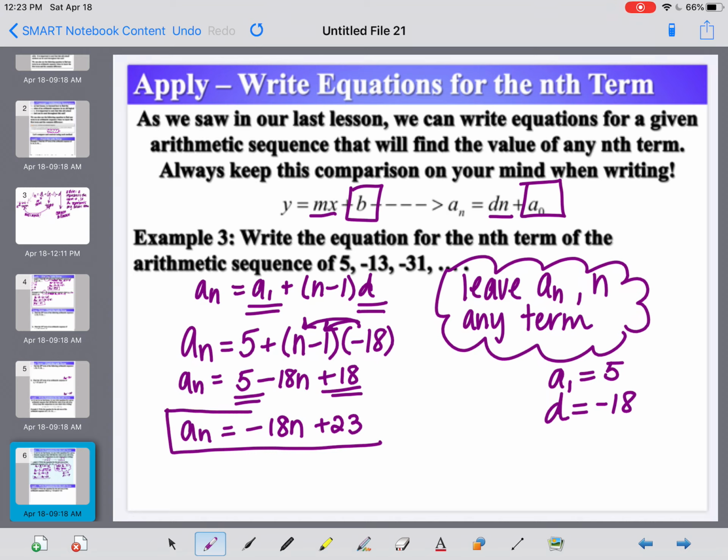Okay, so you can see this is our final answer. This is the equation. So we could find any term number that we wanted now. And if we just write y equals mx plus b below it, you can see how it compares to that original form. So let's try and do another one.